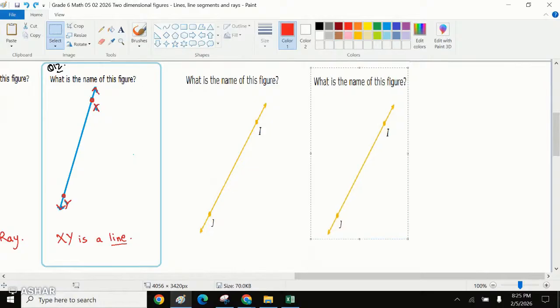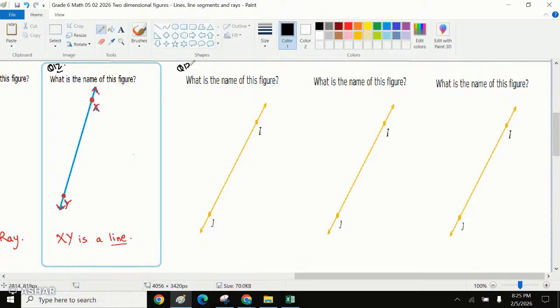After these questions, we'll do the test. Question number 13, question number 14, and question number 15. If I say that this is extended, this is extended, extension is removed, and extension is removed. So what about the first question, question number 13?